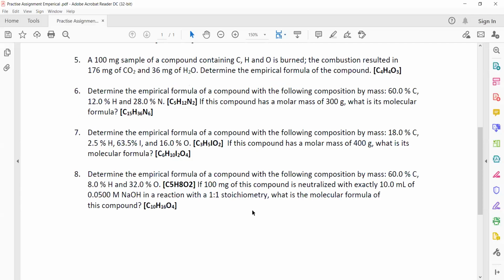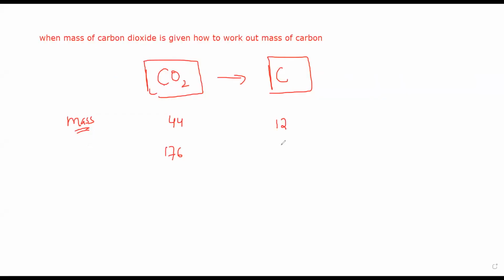In question 176, not 76, they mentioned 176 milligram of carbon dioxide. So if we have 176 milligram of carbon dioxide, how much carbon will be there, or what is the mass of carbon? It will be X.